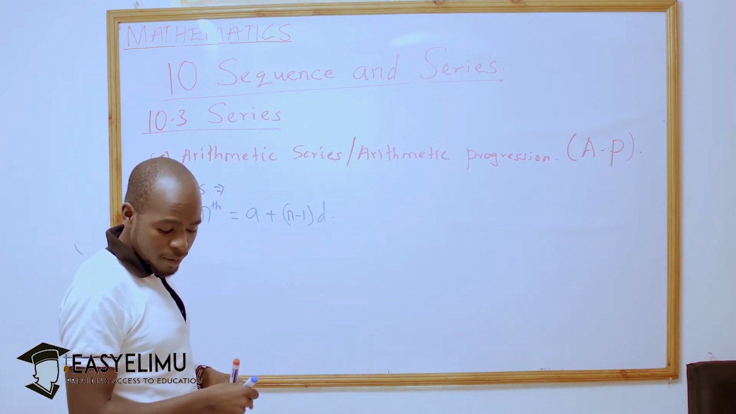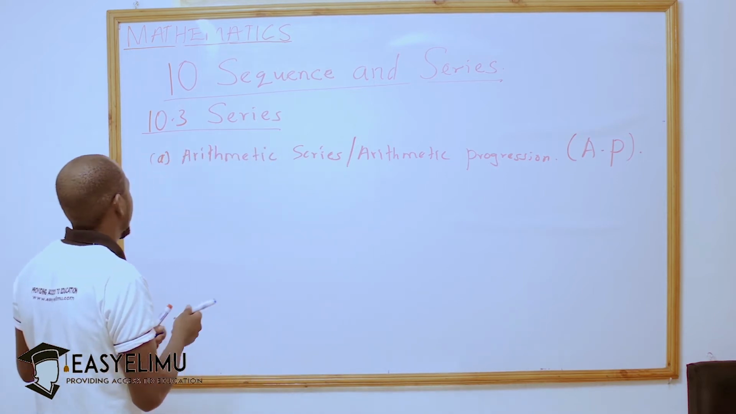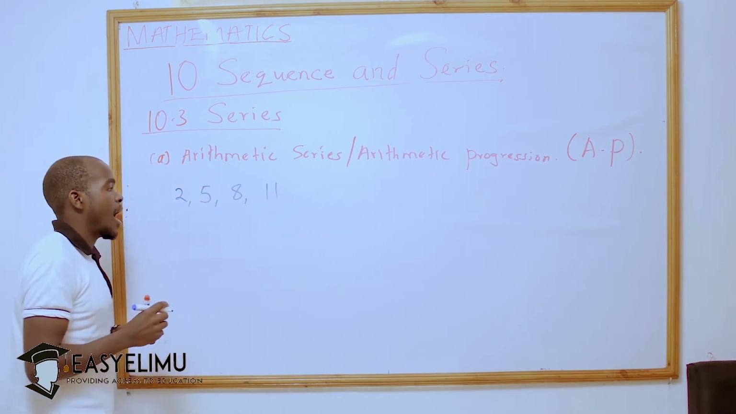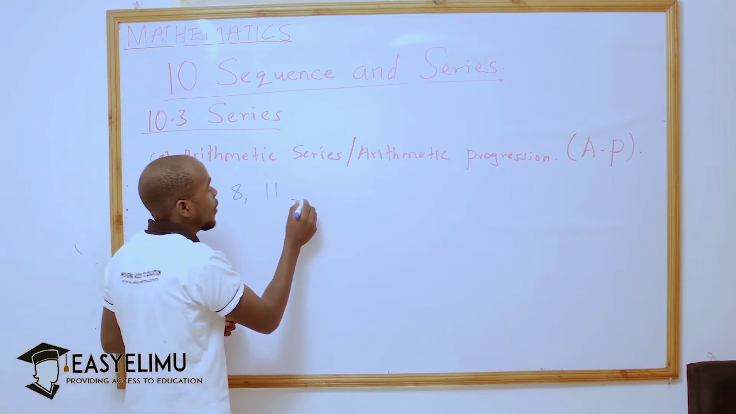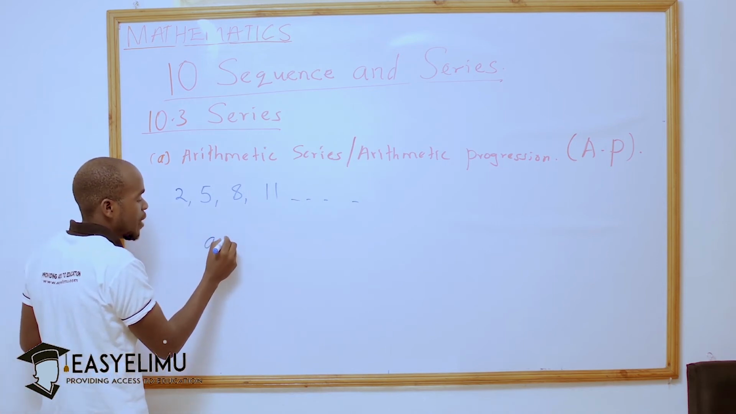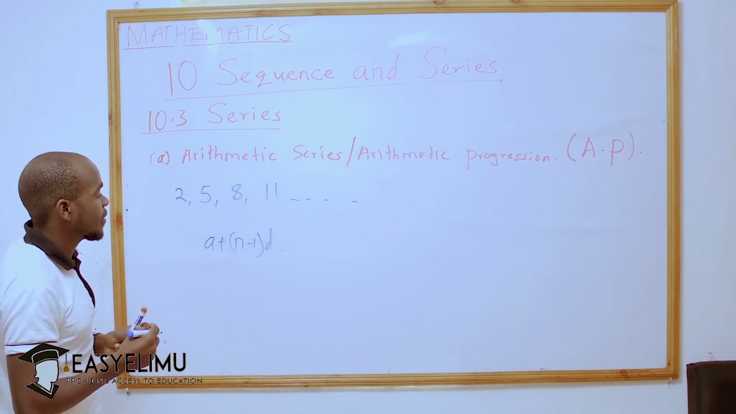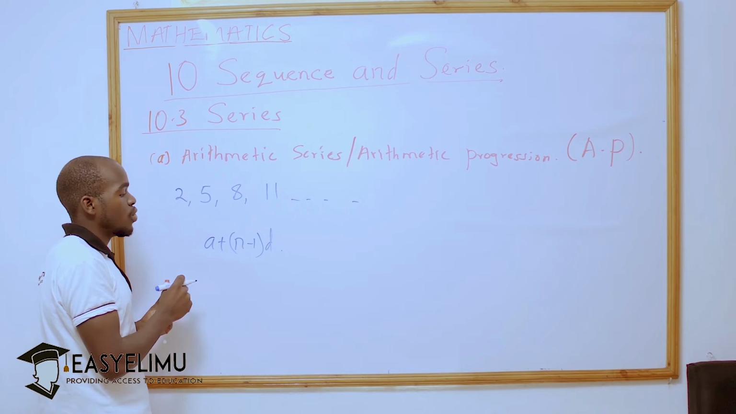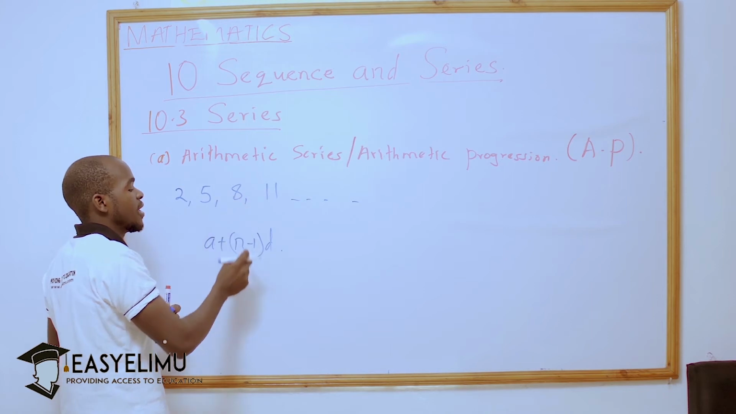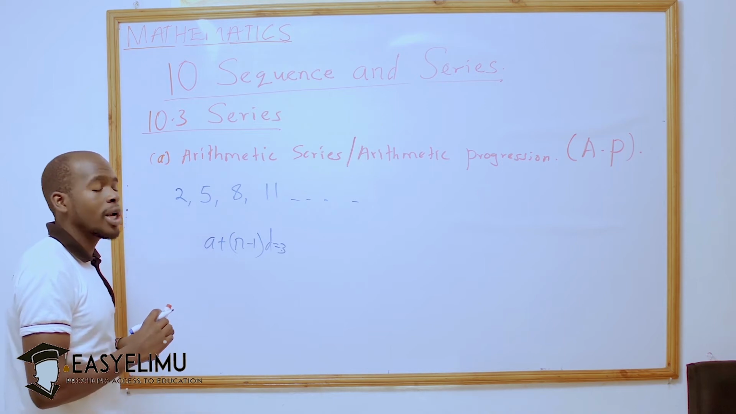So if you have terms, for example, let's say 2, 5, 8, 11, and so on, and we needed to find the next numbers, you will find them from the formula a + (n - 1)d. You substitute a, where a is 2, and d will be 5 minus 3, or 8 minus 5, or 11 minus 8. You will find d equals 3, and n depends on the position you want to see.